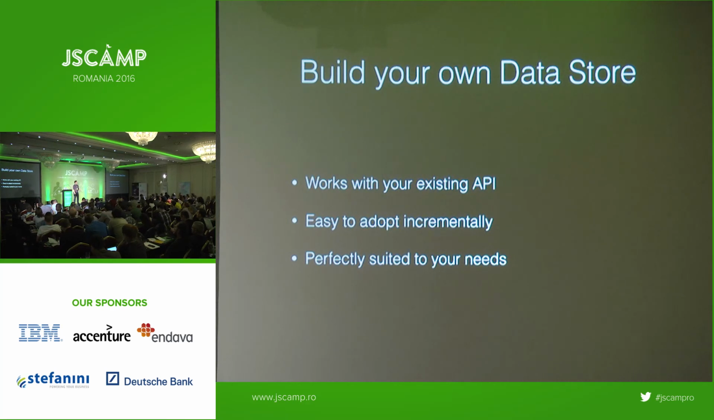But the other thing you should really consider still is building your own data store. So the odds are you don't have a lot of the requirements that Relay and Bicycle are attempting to solve. And if you're willing to build your own data store, then it can work with your existing API. There's no need to change the server, which makes it easy to adopt incrementally. And you can make something that's perfectly suited to your needs. So you may not need real-time. You may not need real-time on everything. You may need real-time on specific fields. You might need optimistic updates on some fields, but not others, for example. So you can build something that really works for you.